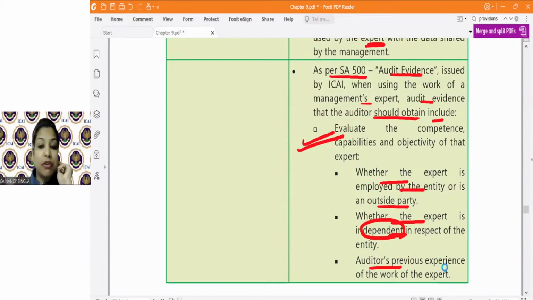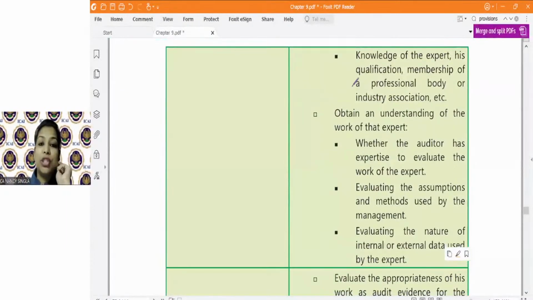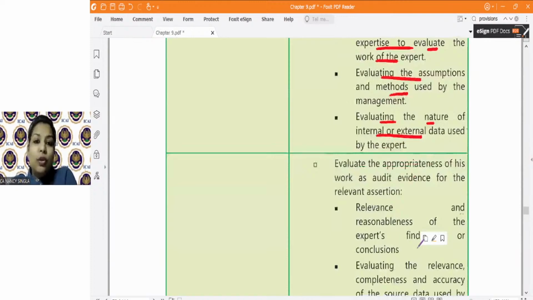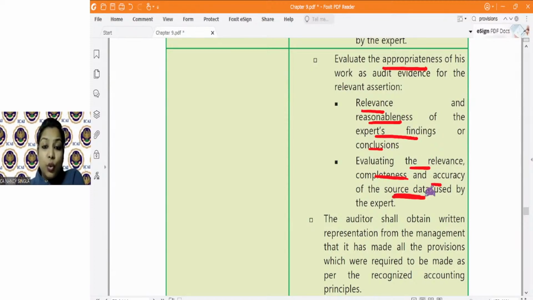Okay? Auditor's previous experience with that expert, knowledge of the expert, his qualification, membership of the professional body, right? Obtaining an understanding of the work of that expert, whether the auditor has expertise to evaluate the work of the expert, evaluate the assumptions, methods, evaluate the nature of data, internal, external data, right? Considering all this, you will consider whether to rely on, whether to use the work of the management expert. Evaluate the appropriateness, relevance, reasonableness of expert findings and conclusions, relevance, completeness, accuracy of source data.